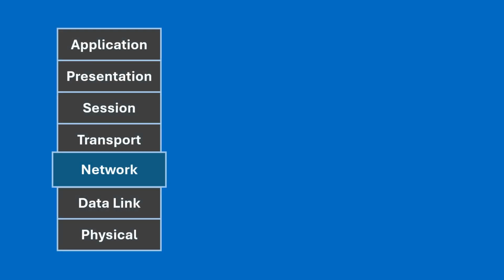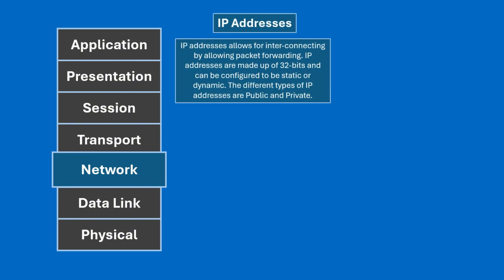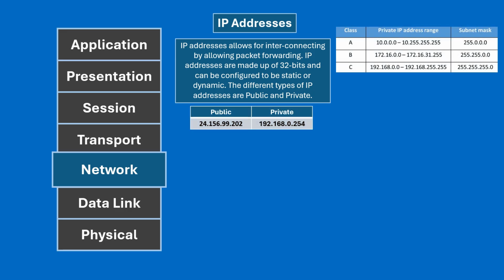Next we have Layer 3 of the OSI model. A main function of Layer 3 is IP addresses. IP addresses allow for interconnecting networks by allowing packet forwarding. IP addresses are made up of 32 bits and can be configured to be static or dynamic. The different types of IP addresses are public and private, with private having 3 different sets of number ranges defined by classes.